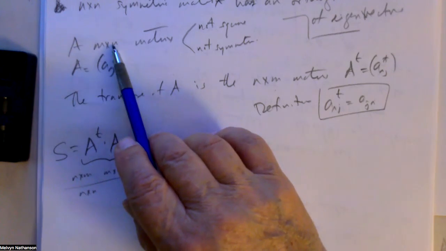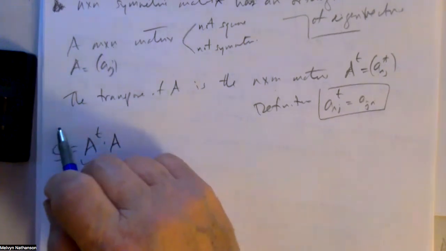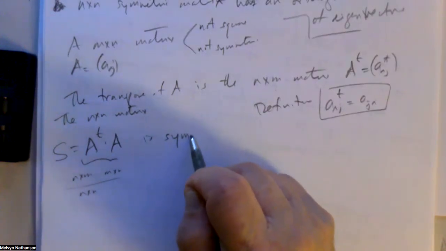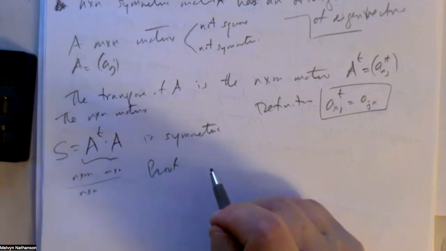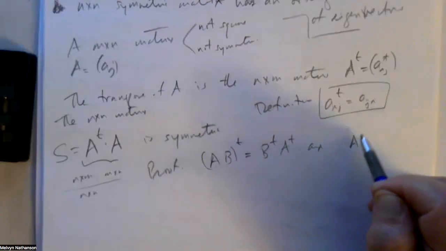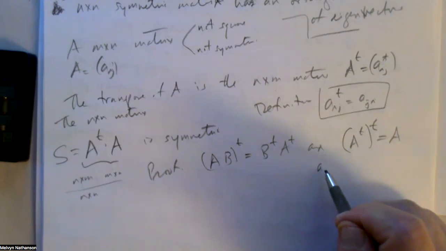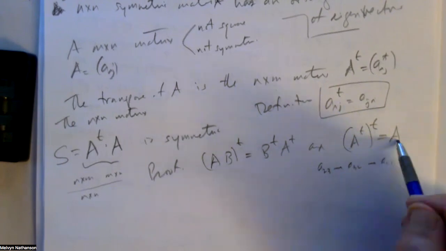So let me just call this S for the moment. Given any m by n matrix, if I take the transpose of A times A, that gives me a square n by n matrix. And I claim that the n by n matrix, A^T A, is symmetric. And the proof relies on the following two facts. First of all, if you have a product of two matrices, the transpose of the product is the product of the transposes in the opposite order. And if you take a matrix, take its transpose, and take the transpose of that, you get back to A. So for example, A23 becomes A32 becomes A23 again. The transpose of the transpose of the matrix is the matrix.